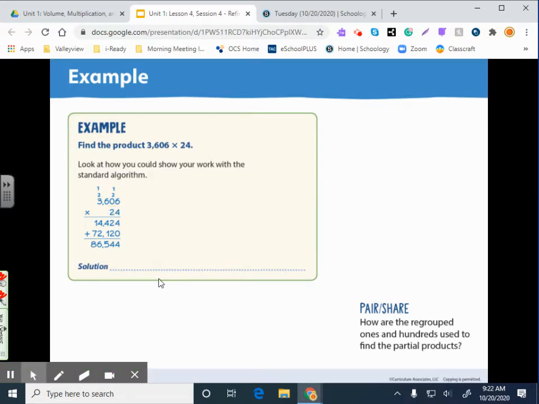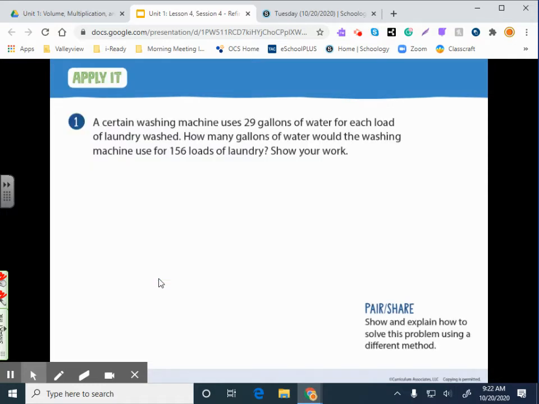If you look down below to number 1, we have a certain washing machine. I guess they wouldn't be very particular. It uses 29 gallons of water for each load of laundry washed. How many gallons of water would the washing machine use for 156 loads of laundry? My gosh, that's a lot of laundry. That's a busy Sunday. So let's set up the problem. We have 156 loads, and then there's 29 gallons of water per load. So we know it's a multiplication problem.